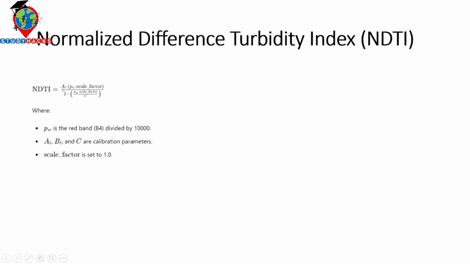Here we have some calibration parameters: AT, BT and C are the calibration parameters, and PW is the red band divided by the scale factor, and the scale factor is set to 1.0. This calibration factor can be different numbers. For different things we have to change it, it's not fixed. For NDTI or other parameters, we have to use different parameters to get the result. So this is one kind of formula, NDTI.